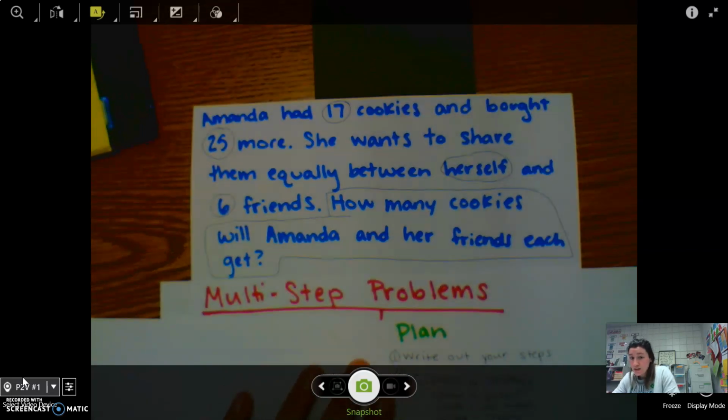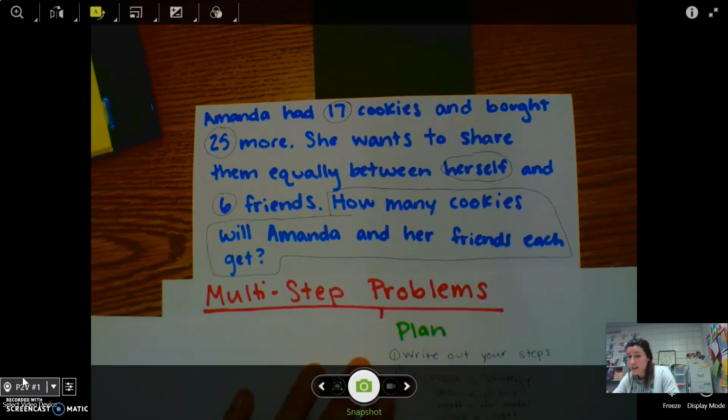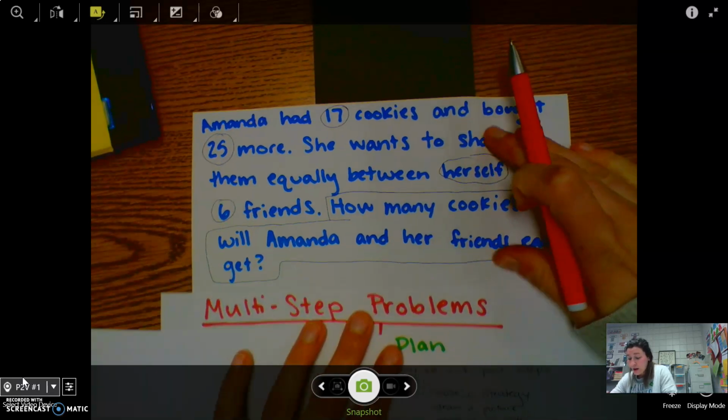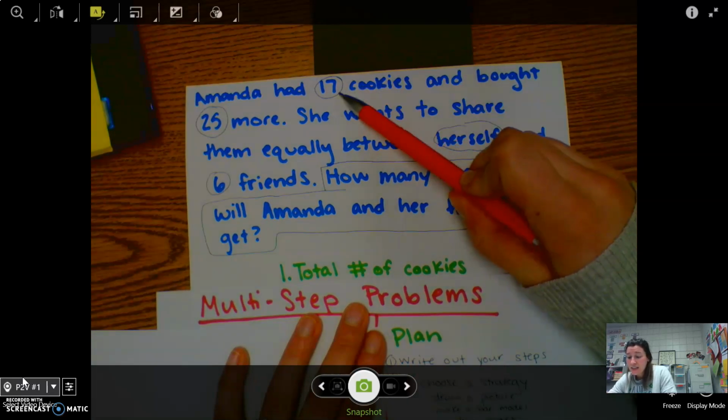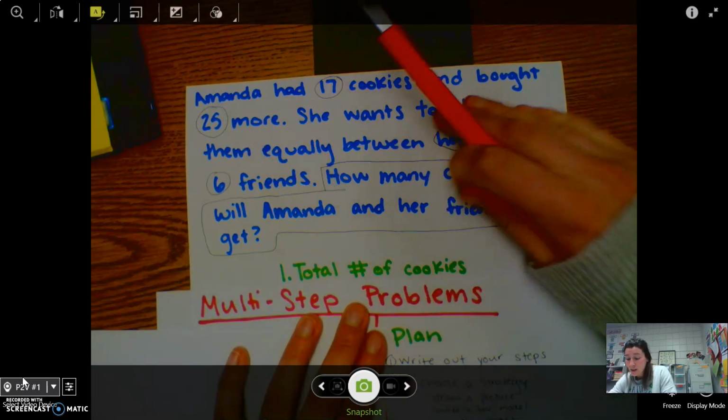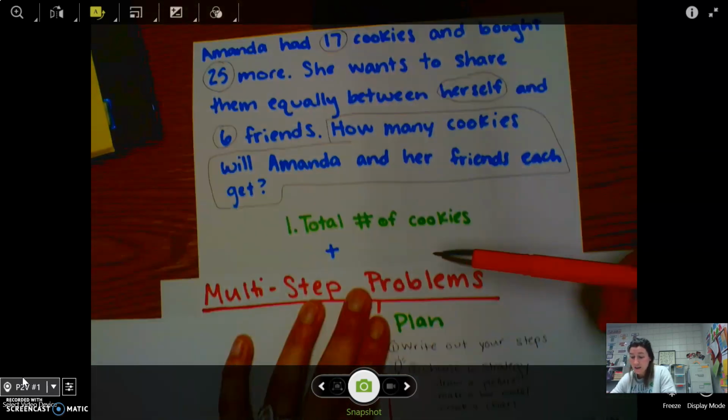I first need to figure out how many cookies Amanda has. So what I'm going to do is figure out the total number of cookies. And to do that, I have to take 17 and add 25. So I know I'm going to be adding.